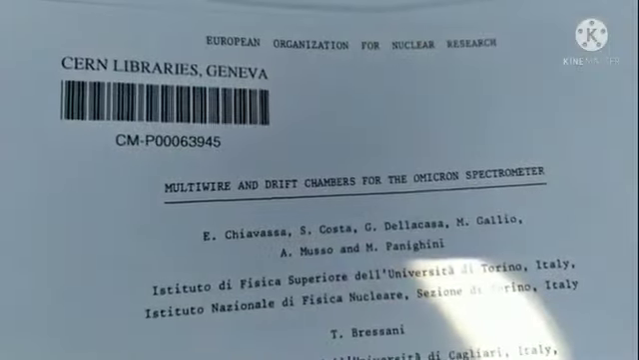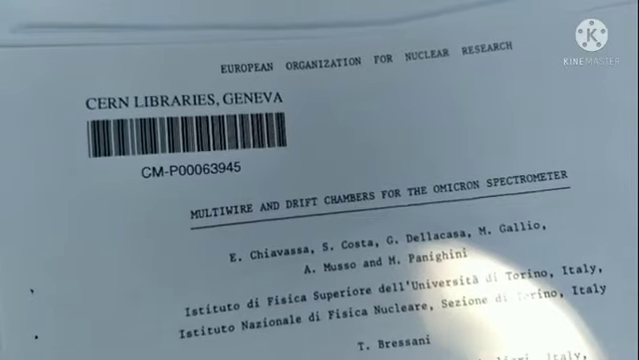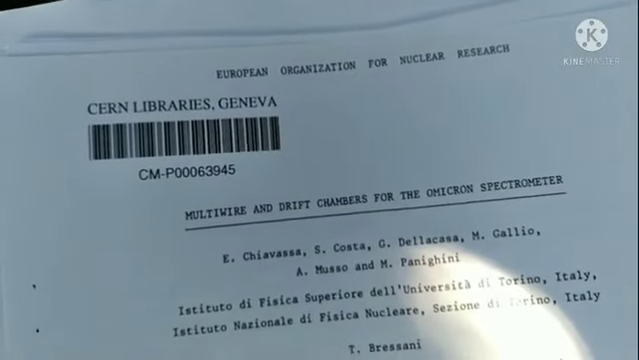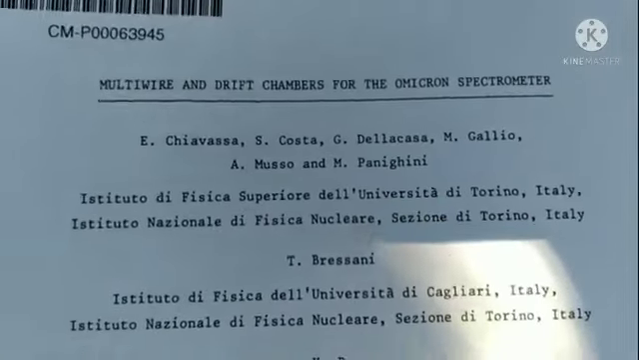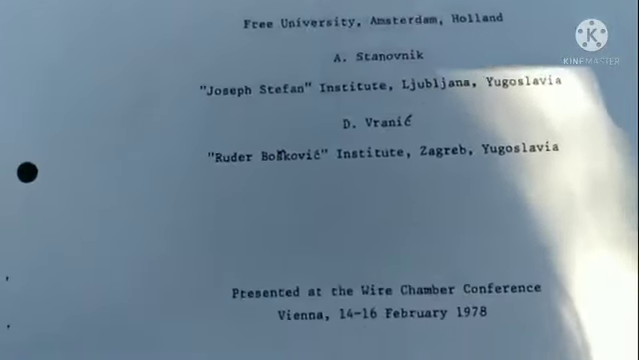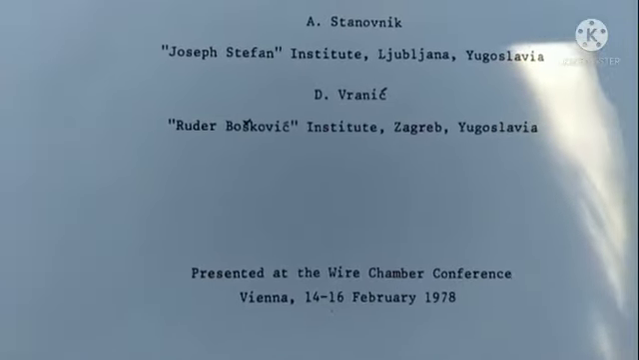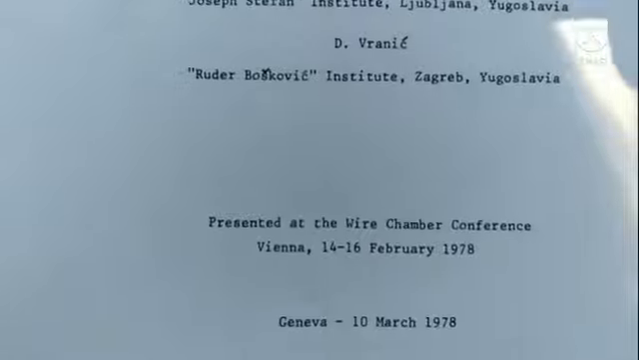And we're going to use God's word to compare to these notes as well. So this is from Cern Libraries in Geneva, Switzerland. And let's get into it. Cern Libraries, Geneva. Multi-wire and drift chambers for the Omicron spectrometer. And then it lists names, who's involved, where they're at, where they're from. And it's presented at the Wire Chamber Conference, Geneva, 10 March 1978.